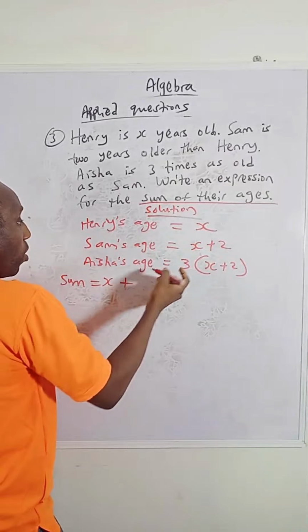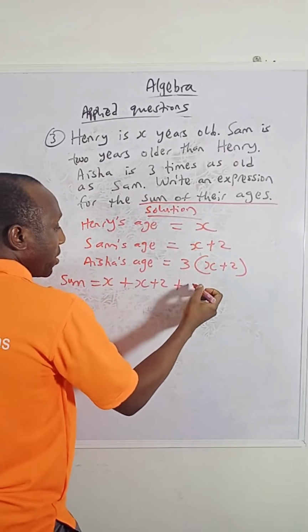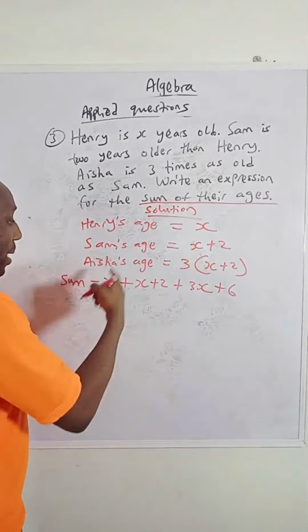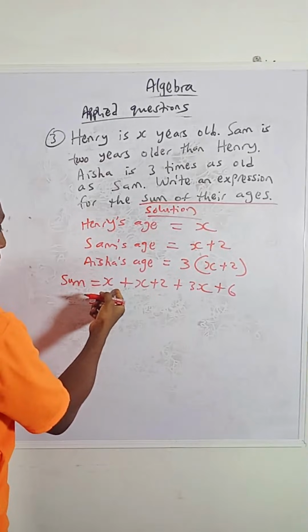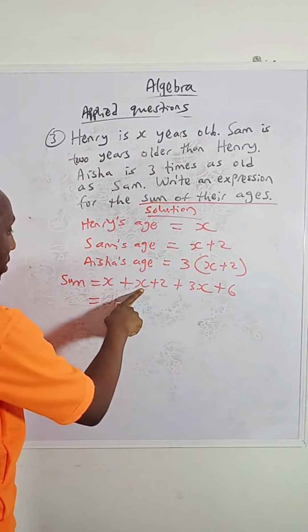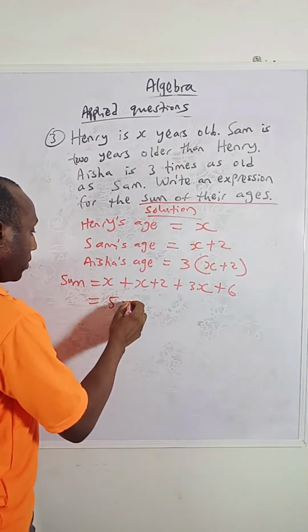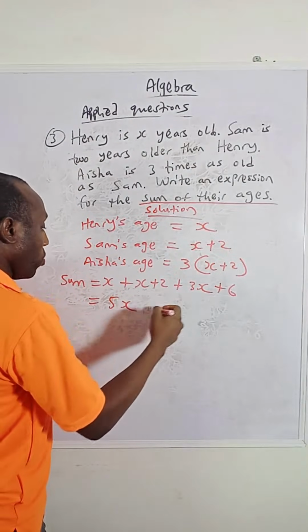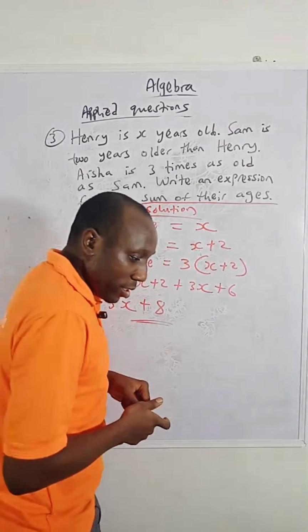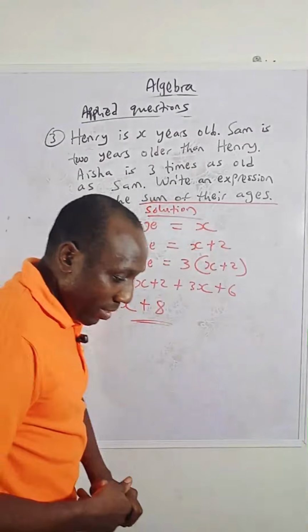x plus x plus 2 plus, I can expand this, 3 times x is 3x, 3 times 2 is what? 6. Now it's time to simplify everything. So we have x plus 3x. What is x plus x? 2x. 2x plus 3x? 5x. And 2 plus 6 is what? 8. So this is the sum of their ages: 5x plus 8.